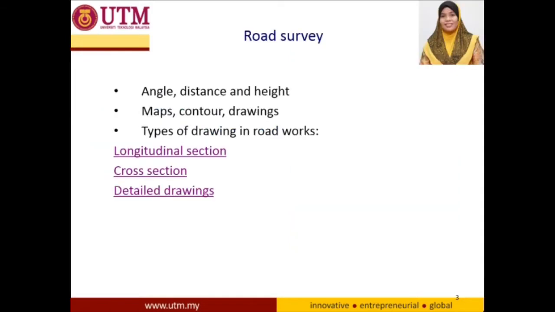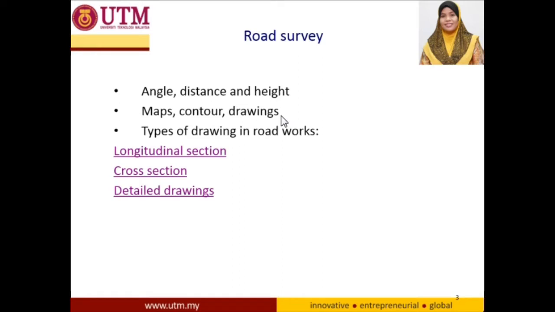Okay, let's start with the road survey. Basically, road survey is conducted during the planning stages to assist the engineer in mapping the possible routes. The goal normally is to determine the best route and to ensure the highway itself is located precisely where it should be. It involves measurements such as angle, distance, and height, which later will be used to produce maps and other related drawings.